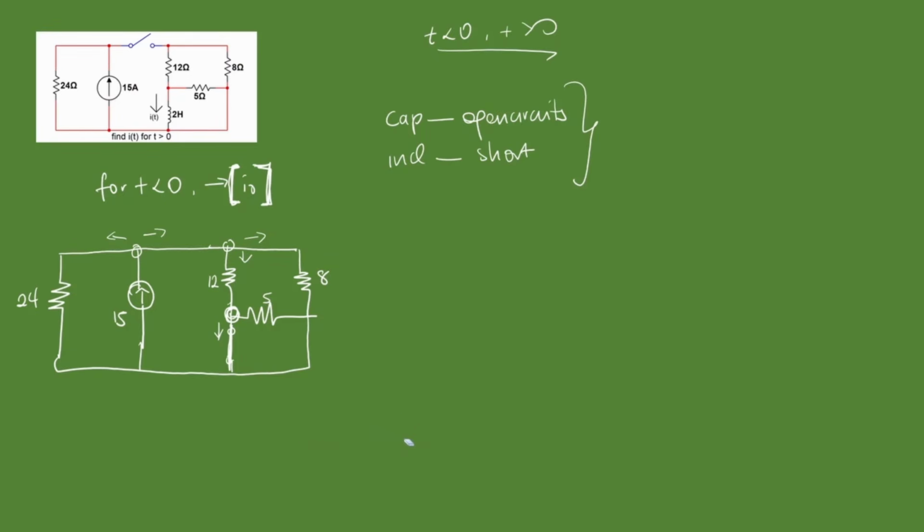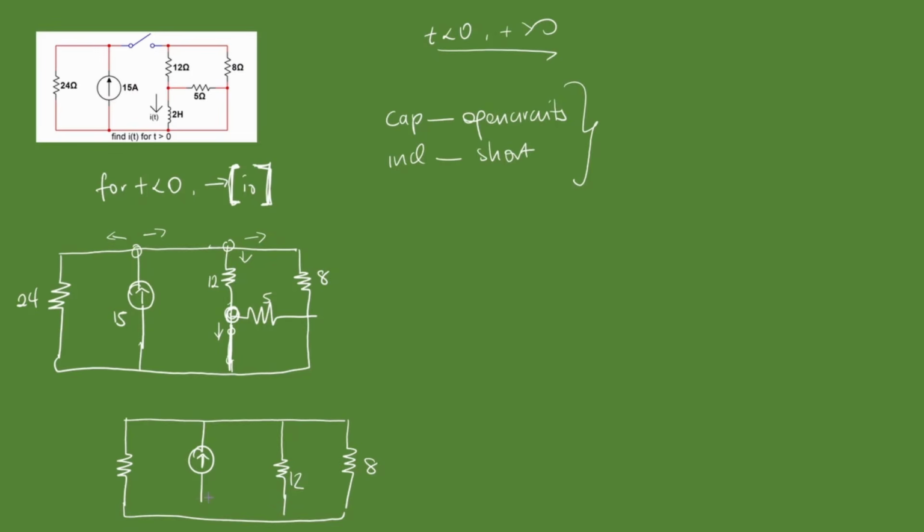So that means we can also redraw this again to end up with a very nice looking setup. This is our 24 ohms. Let's give it a straight line. Our source, our 12 ohms, and our 8 ohms. So this is 12, 8, pardon me, that's 8.